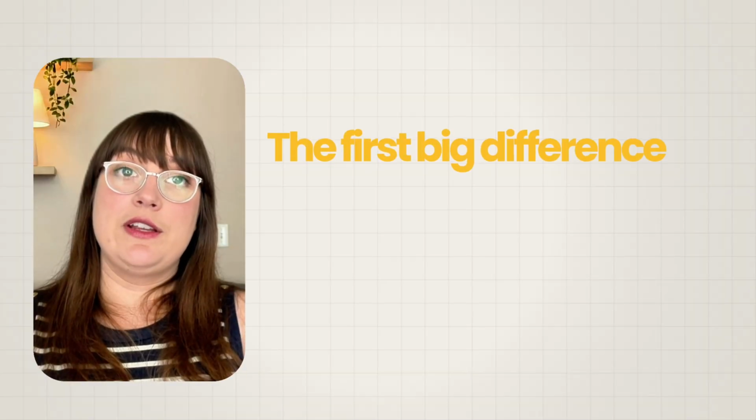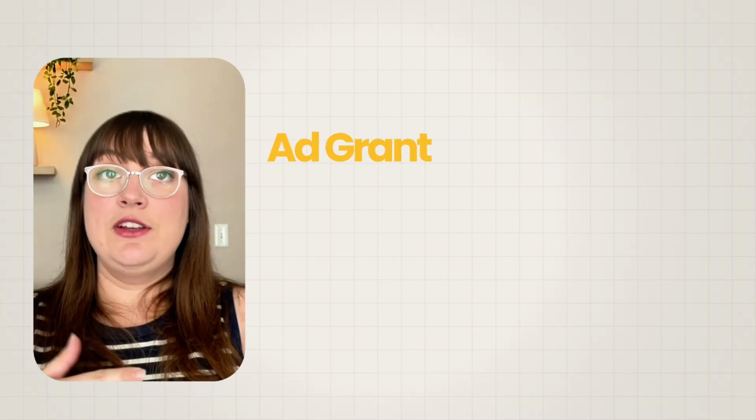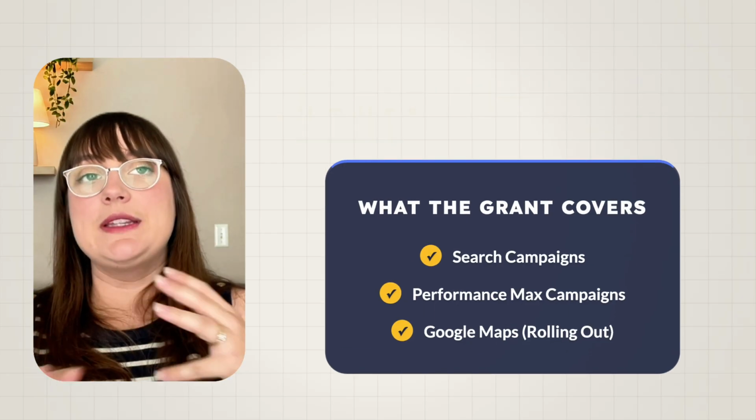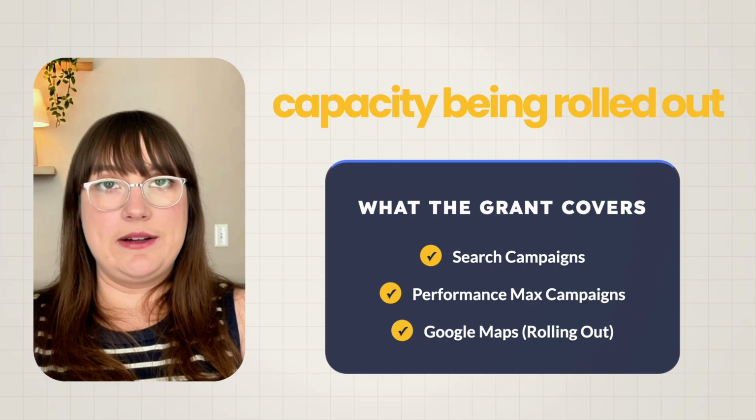The first big difference is that the Google Ad Grant only works for Search and Performance Max campaigns with some limited Google Maps capacity being rolled out. That is a limitation, but it's still free ad credits that renew every month as long as you stay compliant. So the flip side of that, paid search, you get access to all the ad types.